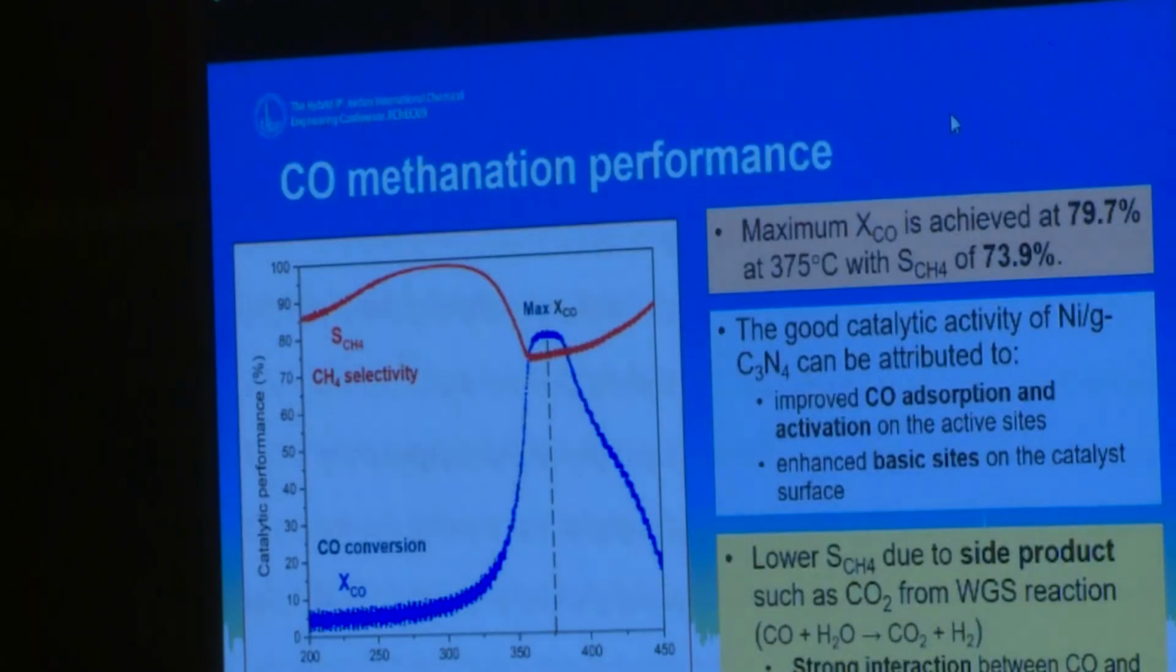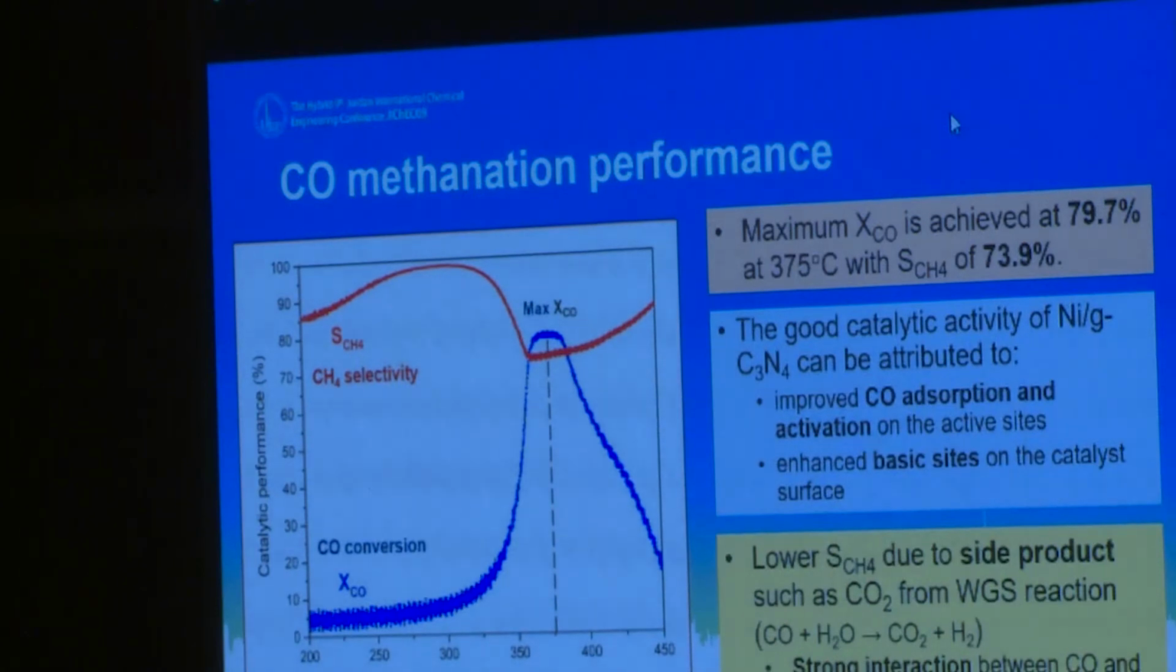As for the CO methanation performance of the nickel supported carbon monoxide catalyst, we can see the high activity is achieved at 375 degrees C, in which 79.7% of CO conversion and 73.9% of methane selectivity are shown. This good performance can be attributed to the improved CO adsorption and activation on the active sites, as well as enhanced active sites on the catalyst surface. However, lower methane selectivity is due to the side products such as CO2 from water gas shift reaction.